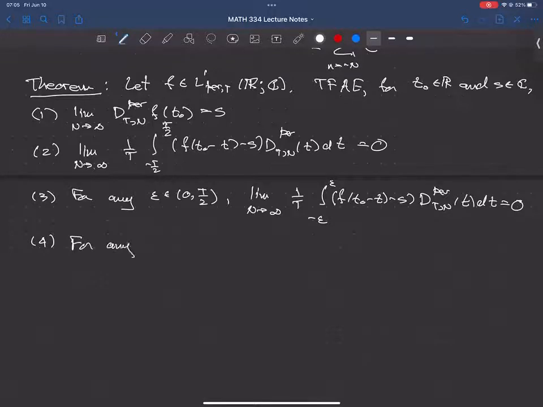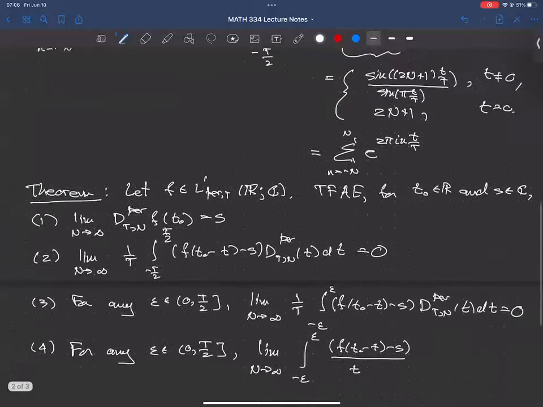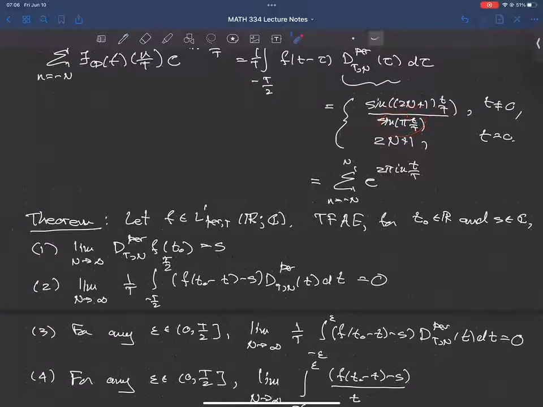So for any epsilon, and you can include t over 2 in there, the limit as n goes to infinity. The details here are less important. So the integral from minus epsilon to epsilon, and here what you get is f of t naught minus t minus s over t. This t in the denominator is a substitute for the denominator of sine t there, and so we still need the numerator.